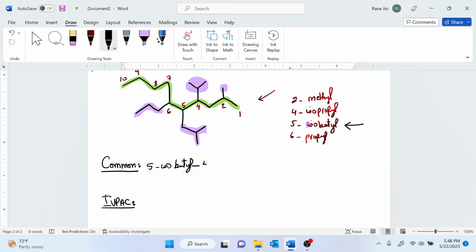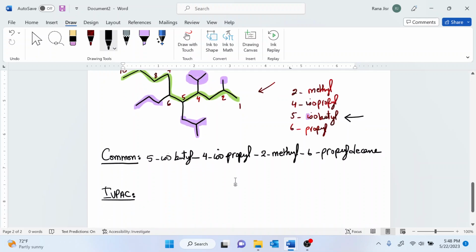And then I need to go with the isopropyl because iso comes first. Propyl. And then after that, I need to go with the M in the methyl. So this is 2-methyl. And then the last one is going to be 6-propyl. And it's going to be decane. Guys, pay attention that every substituent needs to have a number. This is the common name.